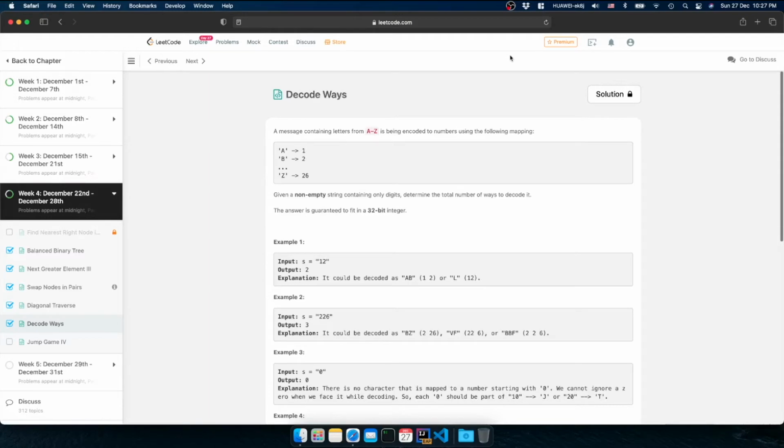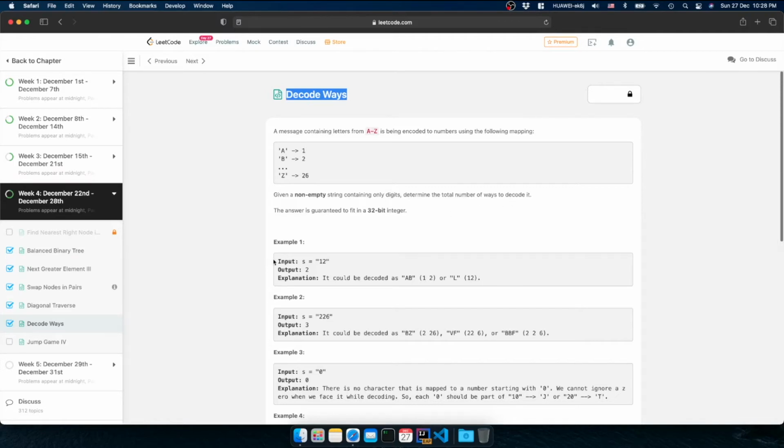Hello friends. So today we will see one more problem from the daily Leetcode challenge, and today's problem is decode ways. So first let's see what the problem says. The problem is a message containing letters from A to Z is being encoded to numbers using the following mapping, right? So we have a mapping between the characters A, B till Z and the corresponding numbers, right? So given a non-empty string containing only digits, determine the total number of ways to decode it, right?